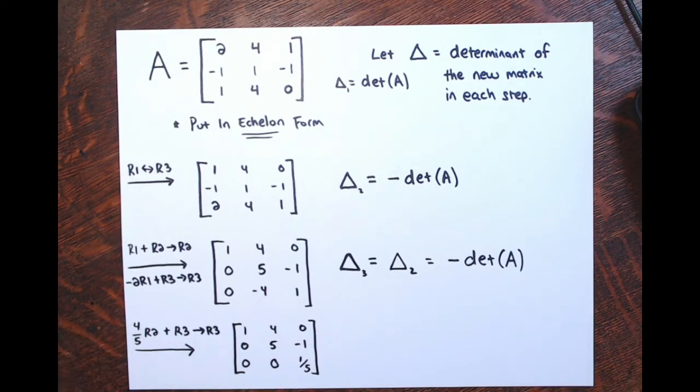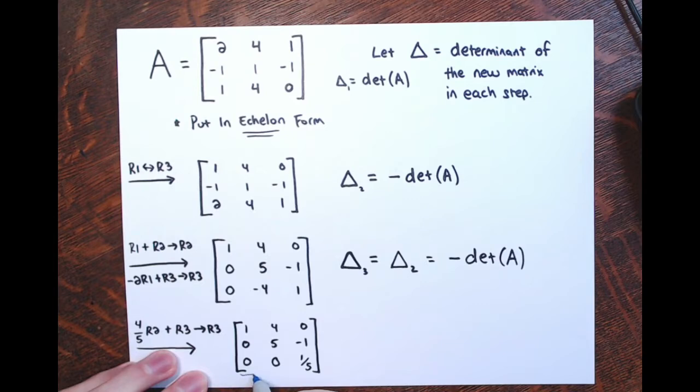Right? This is in echelon form. Also, it's upper triangular. Right? All the entries below the main diagonal are a 0. That was my goal. Upper triangular. And upper triangular matrices have easy determinants.